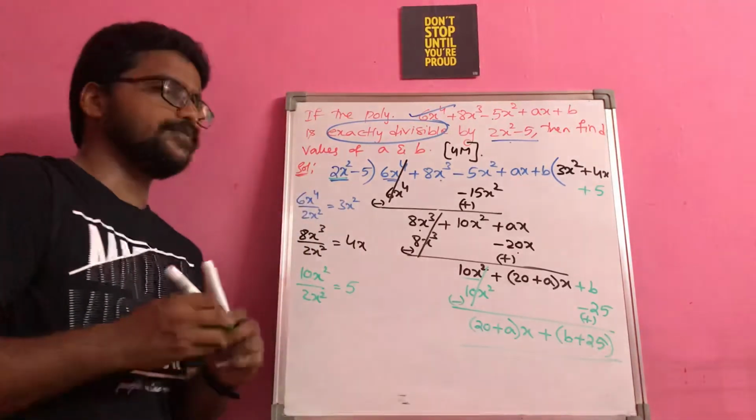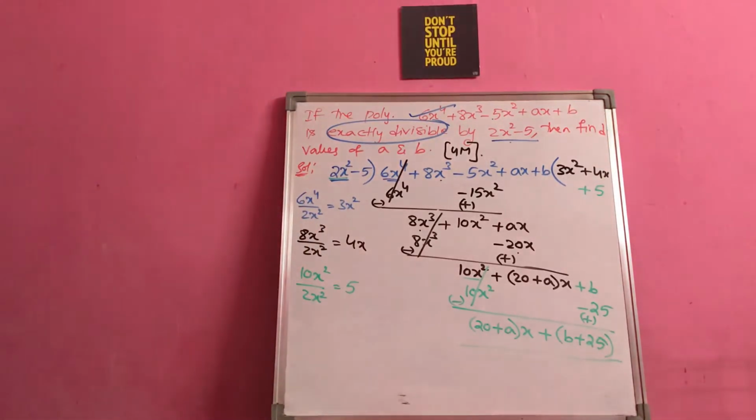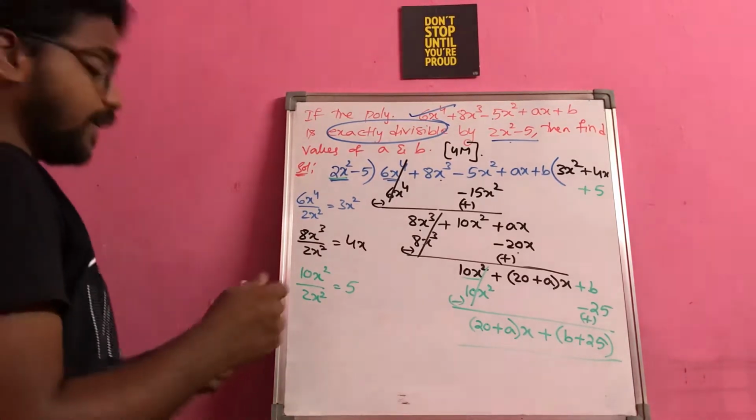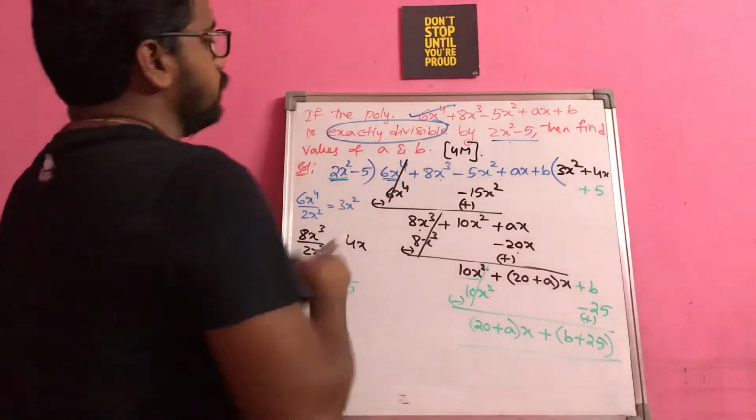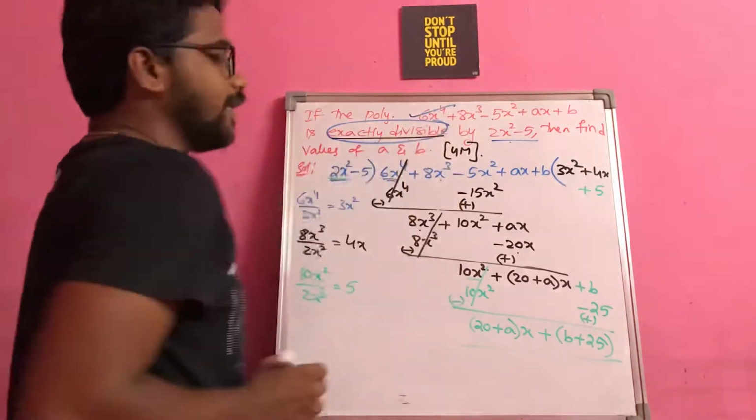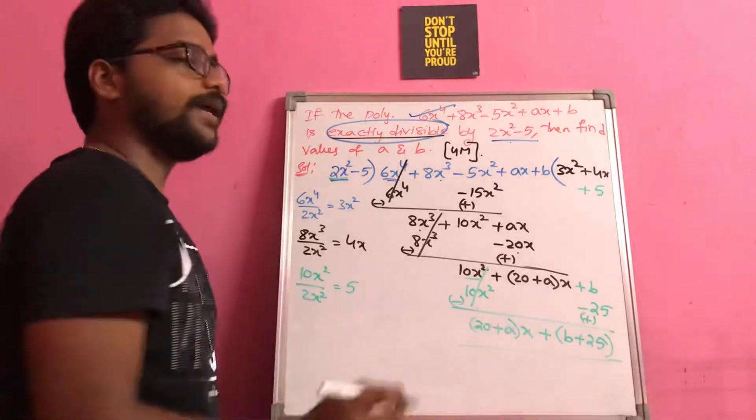So you can just observe here, we got the remainder now. If you observe the degree of remainder here, that is less than the divisor, right? And we don't have any further choice of doing the division here. But if you observe the question, they are saying that it is exactly divisible. What do you mean by exactly divisible? Means remainder should be equal to 0.